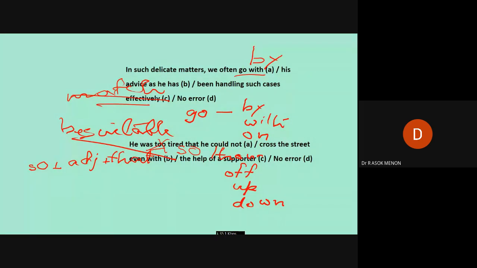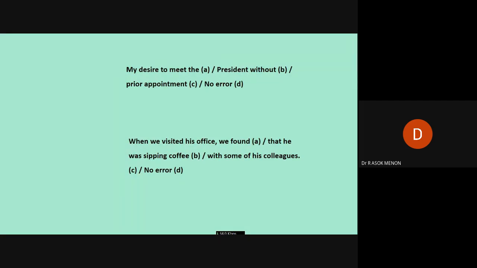Do you get me, Saurabh? So that, to should be used, isn't it, sir? Yes. But in place of so that, you can use too also. For instance, the coffee is very hot. I cannot drink it. This coffee is so hot that I cannot drink it. The coffee is too hot for me to drink. Both mean the same. Okay. Now let's go to the next question. My desire to meet the president without prior appointment.